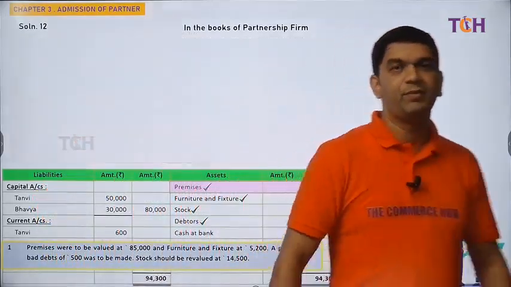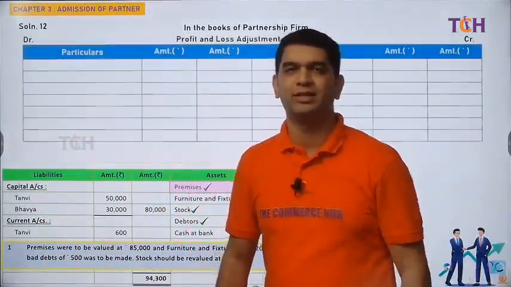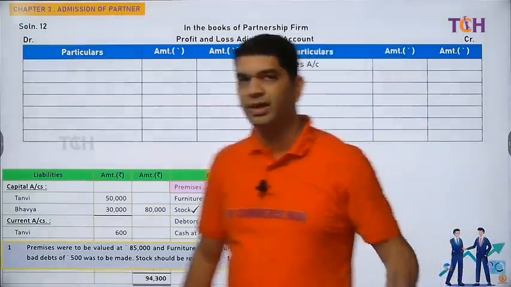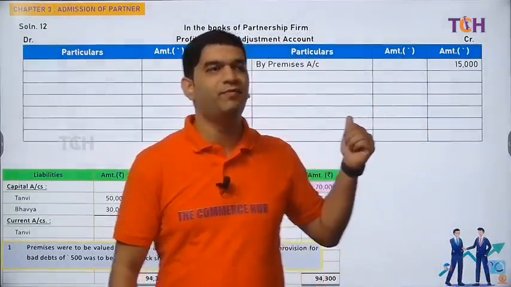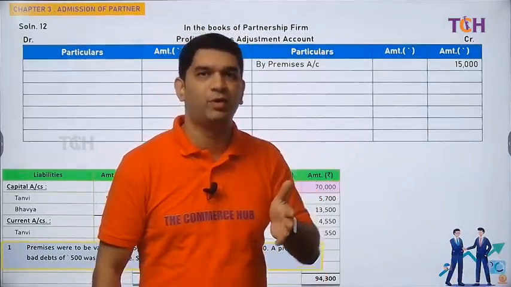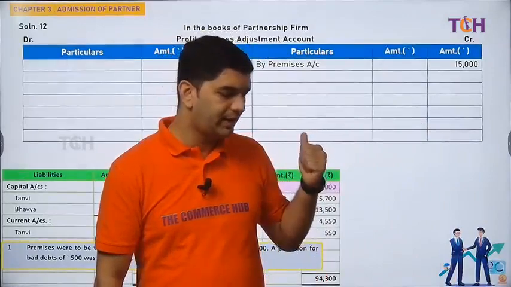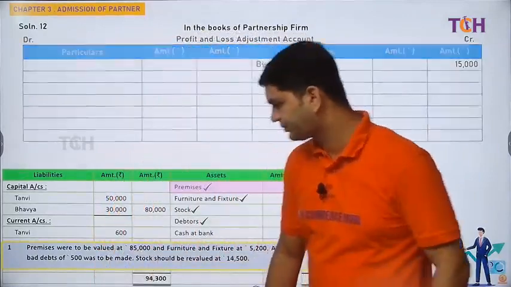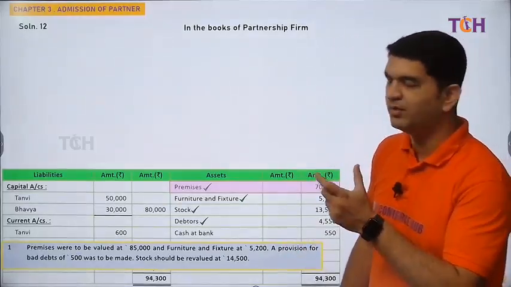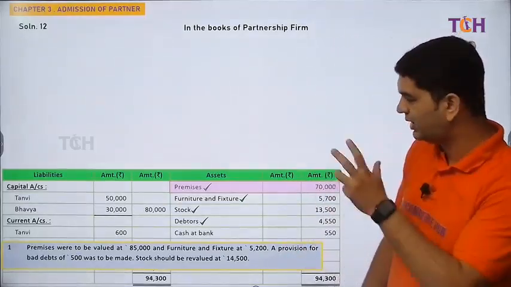So second effect will be on the revaluation account or profit loss adjustment account on the credit side. Look at it. By premises, the amount would be 15,000. Whatever the revalued amount we have, that we will be writing. Like, the difference we will be writing, not the revalued amount, but the difference.